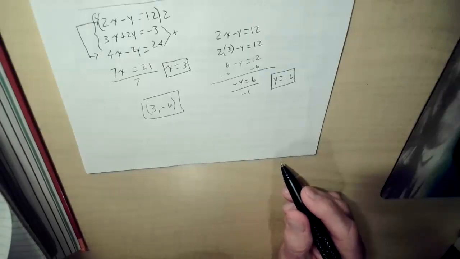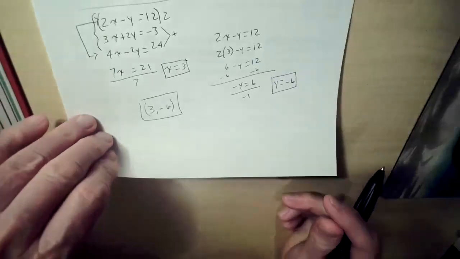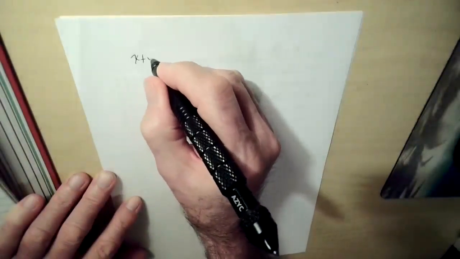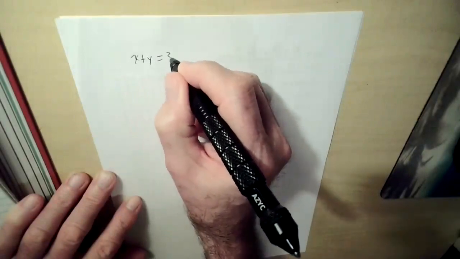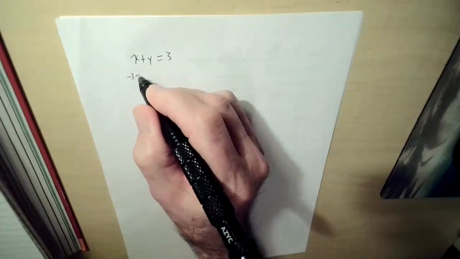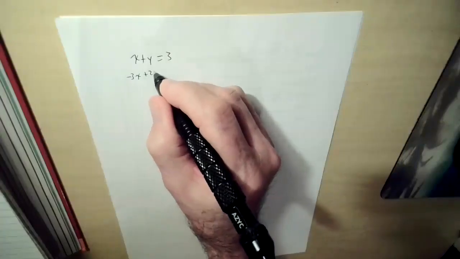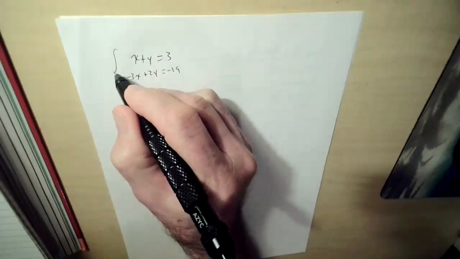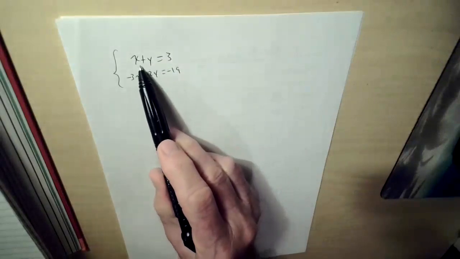Let's see. Okay. So you get this one up here, so it's smart. X plus y equals 3. Excuse me. Negative 3x plus 2y equals negative 19.